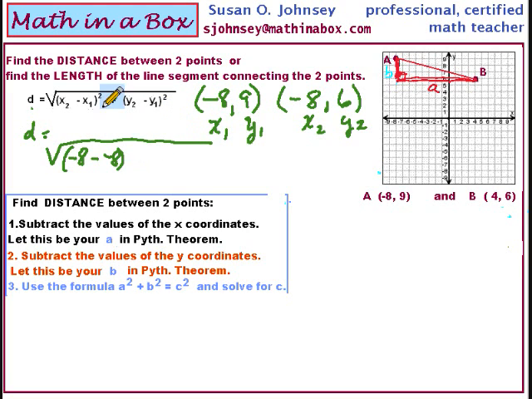y2 is the 6, and then we will subtract the y1, which is a 9, and then we'll put the square on that parenthesis. I'm going to make that little square root symbol a little longer. And now let's do the calculations.